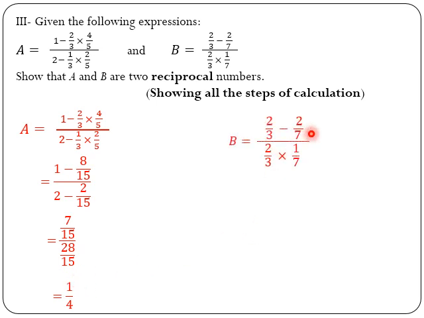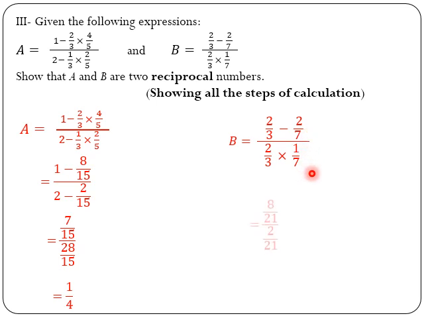2 over 3 minus 2 over 7. We don't have the same denominator, so I have to multiply the first fraction, both its numerator and denominator, by 7, and the second fraction I have to multiply by 3. Both numerator and denominator. It's always a rule. We either multiply both of them or we don't do anything at all.